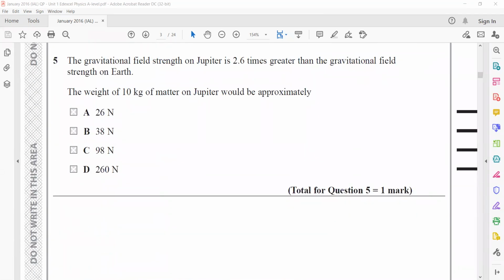For question 5, the gravitational field strength of Jupiter is 2.6 times greater than the gravitational field strength of Earth. The weight of 10 kg of matter on Jupiter would be approximately, so W is equal to mg, where m is 10 and g is 2.6 times the gravitational field strength of Earth, so it will be 10 into 2.6 into 9.8. When we multiply 26 into 9.8, which is approximately 260, D will be the right answer.